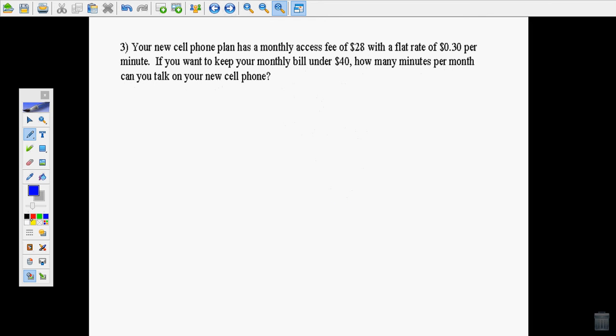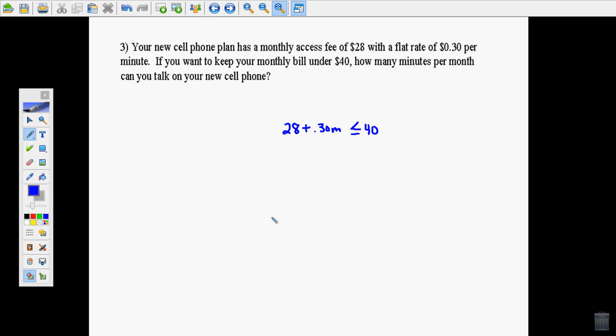Alright, see if we can write an inequality for the next one. It tells us a little bit about our cell phone plan. We have a monthly fee of $28 plus 30 cents per minute, and we're going to try to keep it under $40. So how many minutes per month can we talk on our cell phone? This is an old question, by the way. Okay, so we want to keep it under $40, so it has to be less than or equal to 40. We're using $28 plus 30 cents per minute, so 28 plus 0.30 times m.